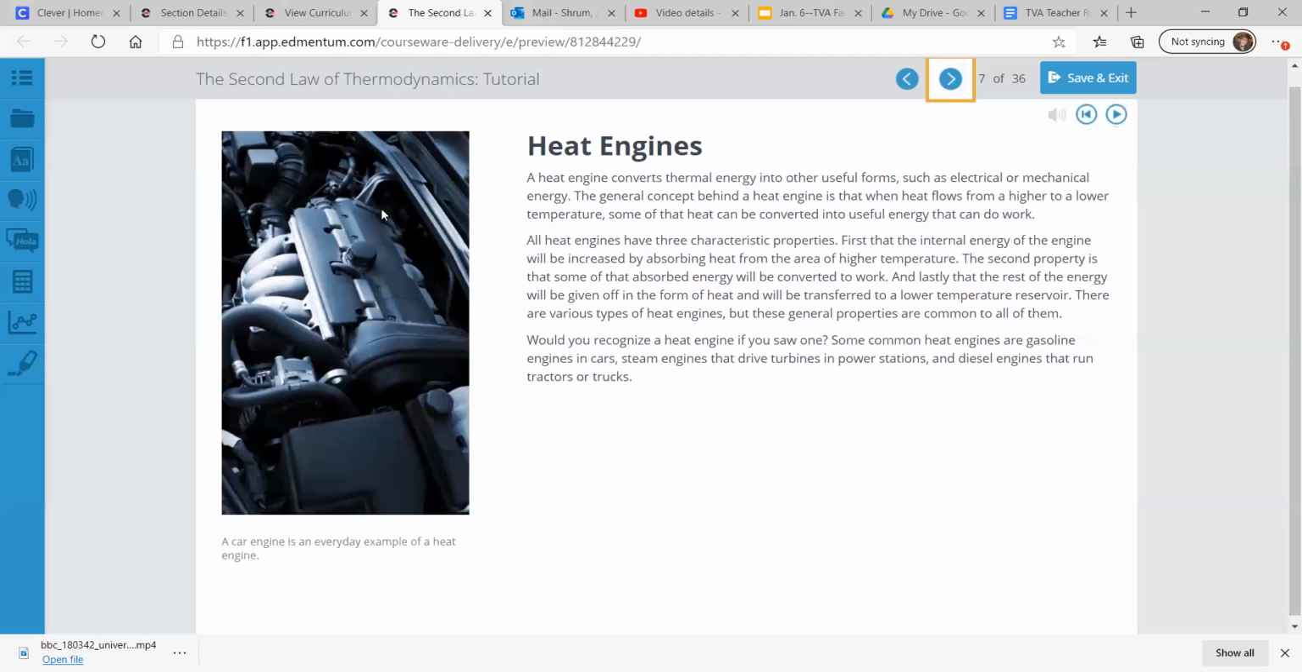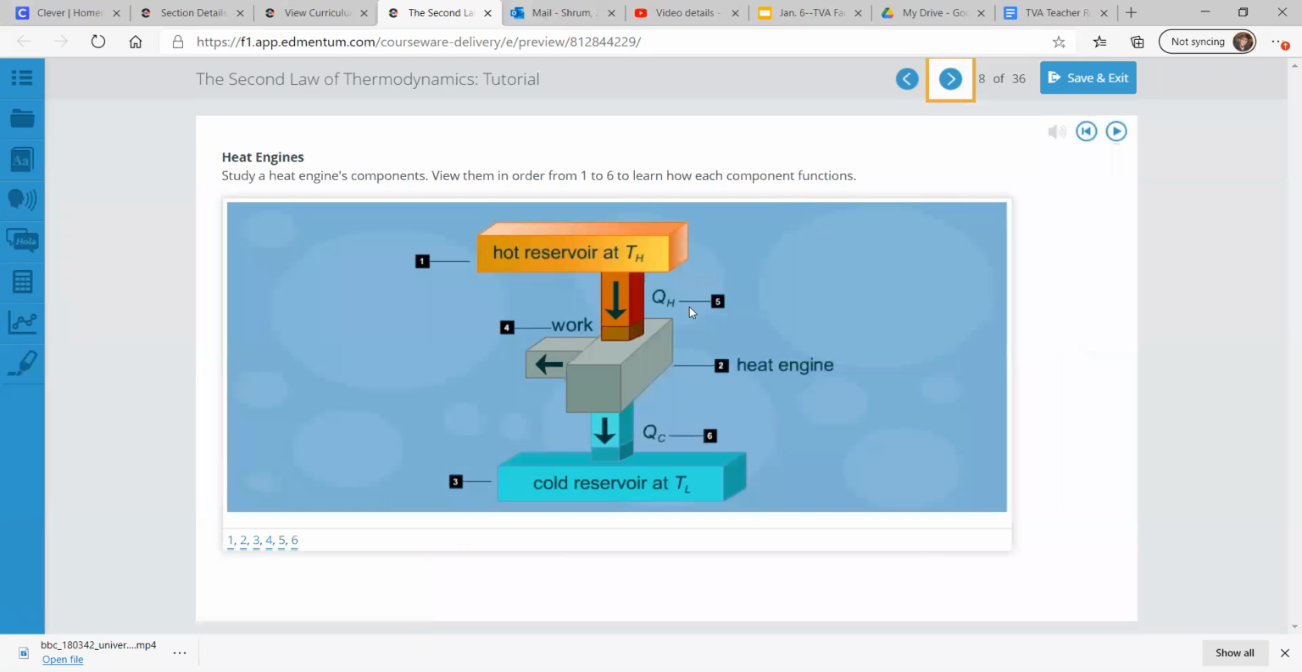So here's a car engine. If you guys drive yet or help your guardians out with their cars, you've seen this before. And that is a heat engine. And here's a diagram of what's going on.